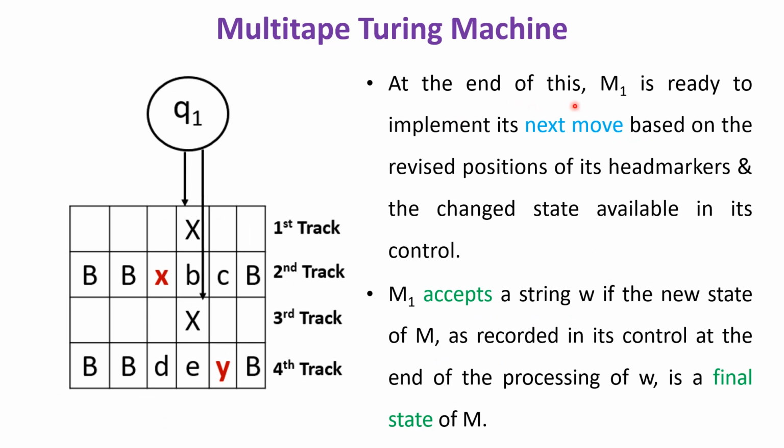So at the end of this, M1 is ready to implement its next move based on the revised positions of its head markers and the changed state available in its control. M1 accepts a string W if the new state of M as recorded in its control at the end of the processing of the string is a final state of M.